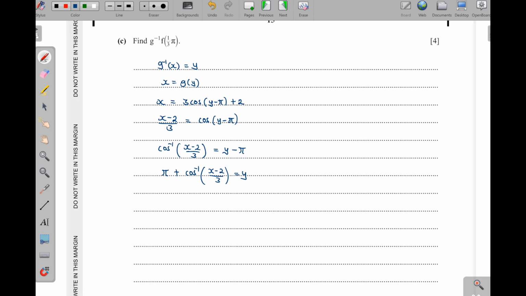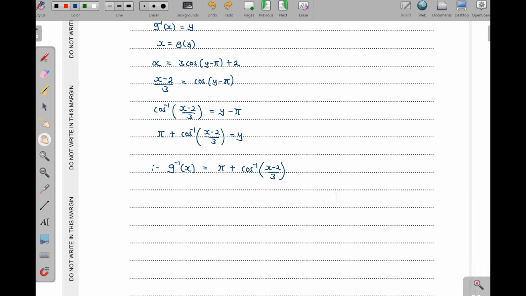So this therefore implies that the g inverse of x is going to be pi, then plus the arc cos of x minus 2 over 3. Then we need to get f of pi over 3.